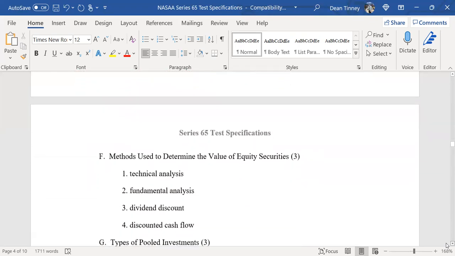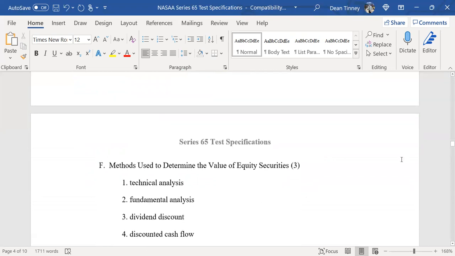So 3 questions here, and we'll call it a day in terms of this explication. Methods to value equity securities. Again, I would expect you to see this as an A, B, C, D. I mean, they don't really have time to be messing around too much, but technical analysis, what we're looking at is the supply of the stock versus demand for the stock.